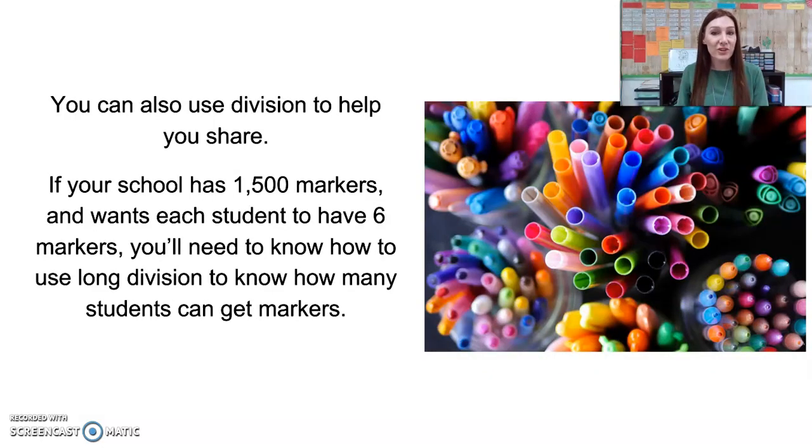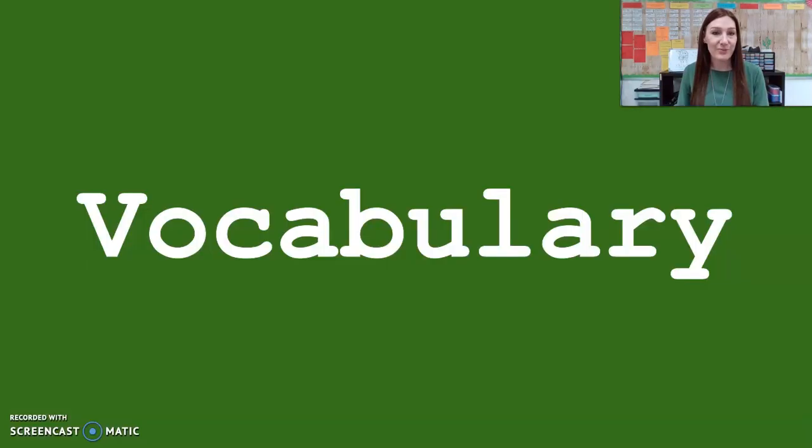You can also use division to help you share. If your school has 1,500 markers and wants each student to have 6 markers, you'll need to know how to use long division to know how many students can get markers.